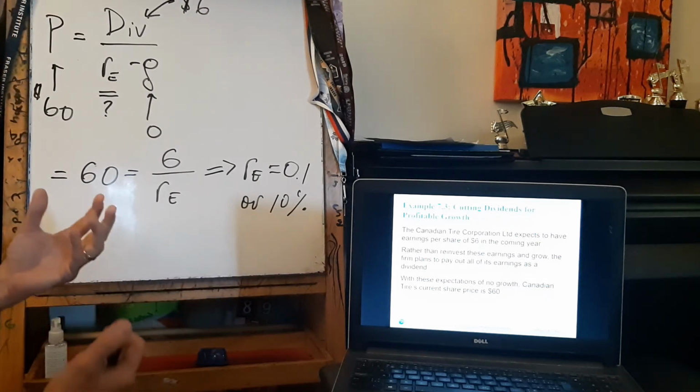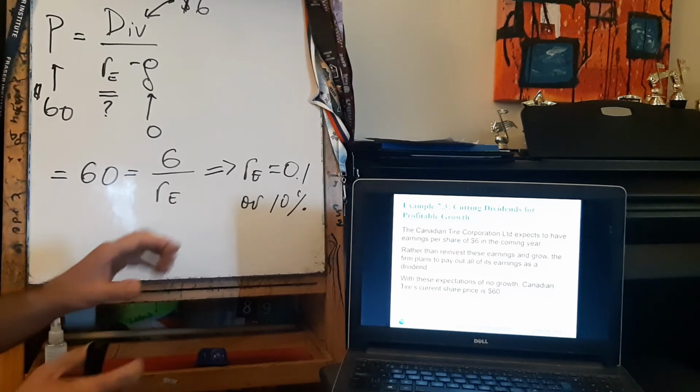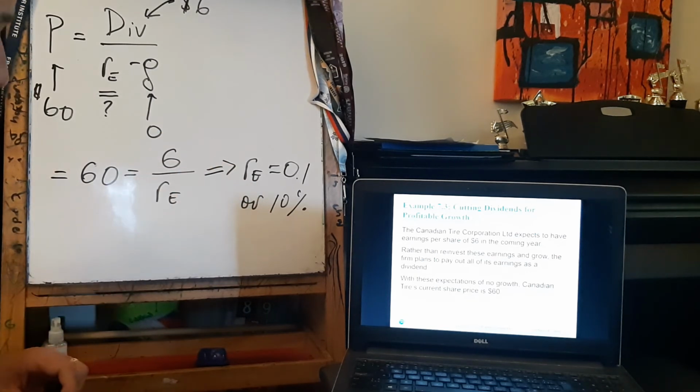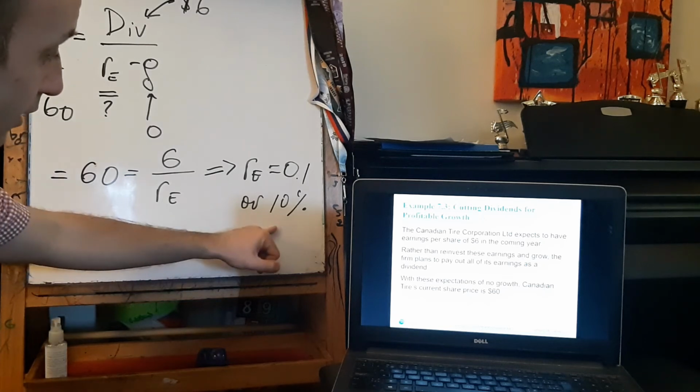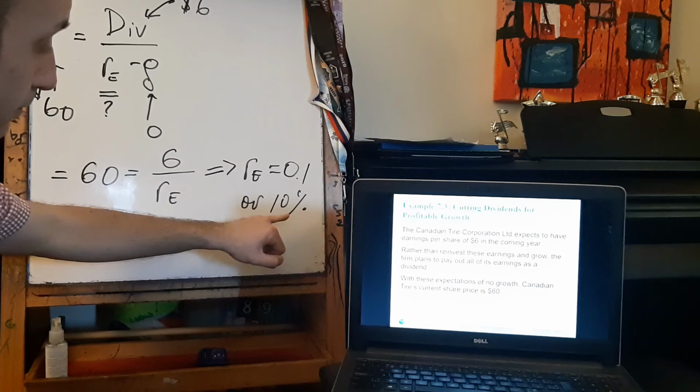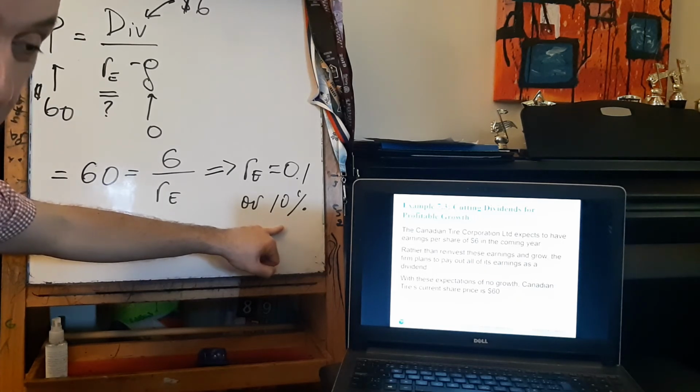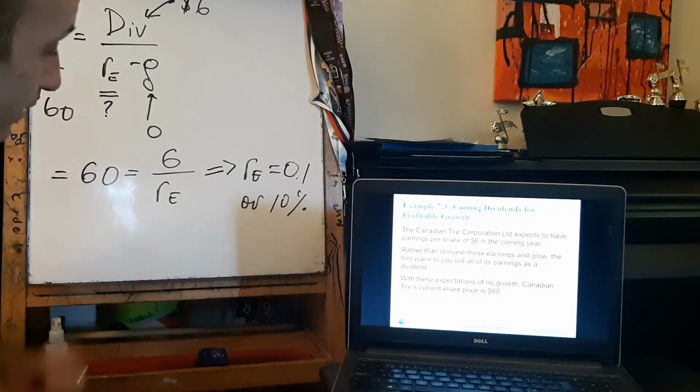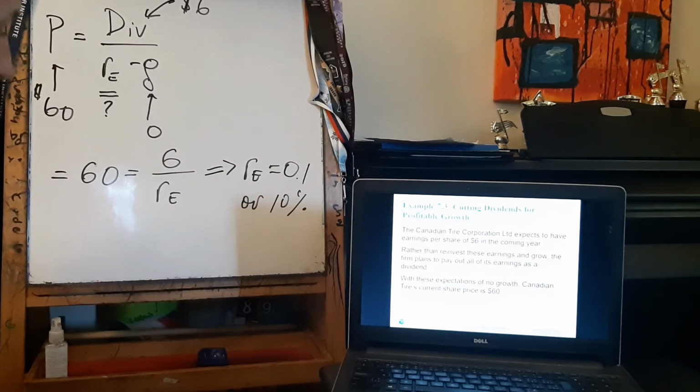So this is an example of how we can use some numbers that we can observe, some facts, to actually figure something out that's really hard to know. There is no factual opportunity cost of capital for Canadian Tire that can be easily figured out. There are estimates, and this is one of those estimates. So let's see how that looks.